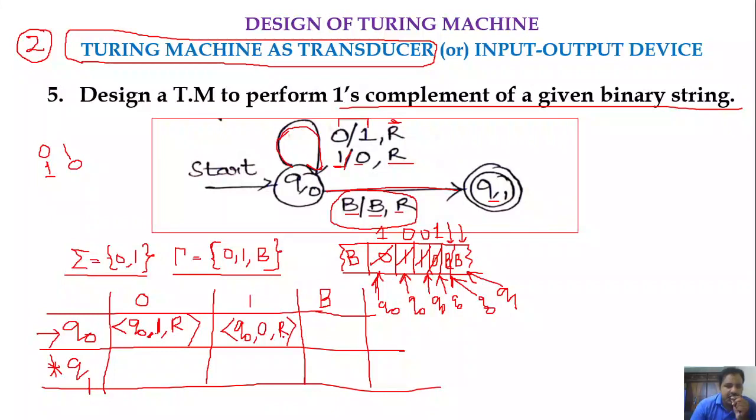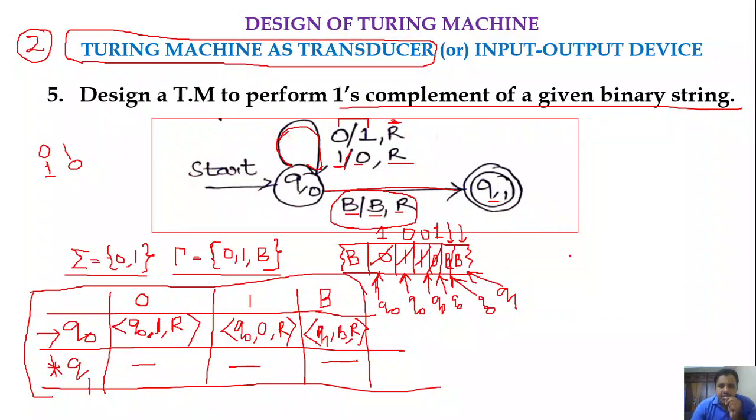Okay, done. Next, in Q naught, if we get a blank, what is the resultant state? The resultant state is Q1, replace that blank with blank and move the head towards right. Okay, that's it. And Q1, do we have any transitions from Q1 on 0, 1? No, so that's why dash. Q1 on B, we don't have any transition, so that's why dash. So this is how we write the state transition table for the Turing machine.